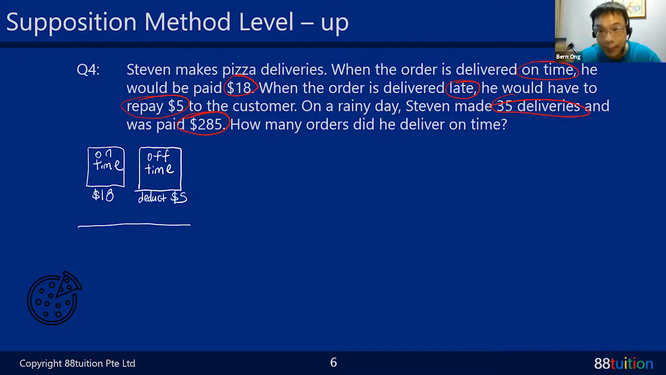So he's late. He's supposed to give the customer $5. But this customer is very nice. This customer totally understands because maybe it's raining. The customer never takes his $5. Rather, the customer gives him $18. So what does this mean? What is his total gain? You have to talk about that. So instead of repaying $5 to the customer, what happened?